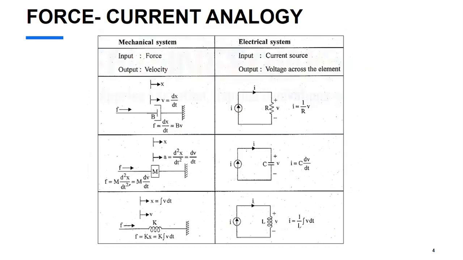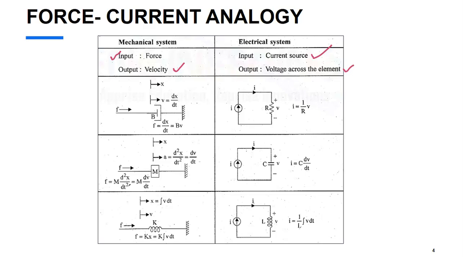Next one is the force current analogy. In the force current analogy, the input is a force in a mechanical system. In the electrical system, it is a current source. Output is velocity. In the electrical system, it is voltage across the element.